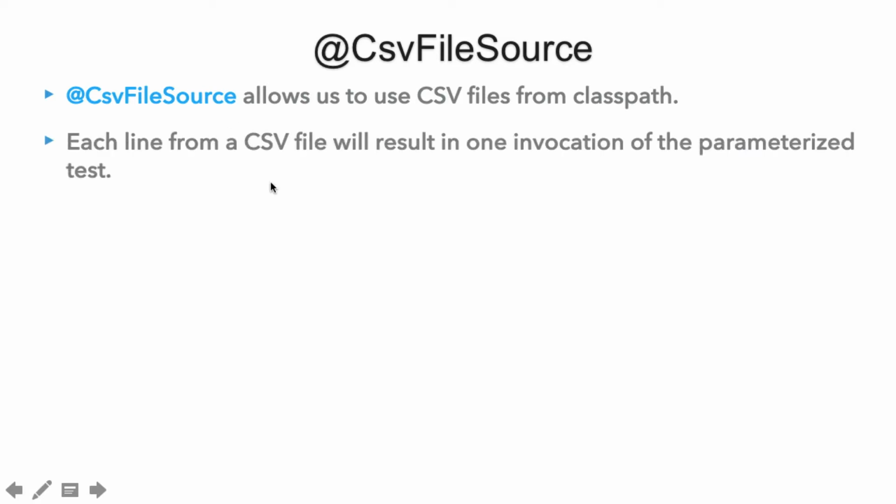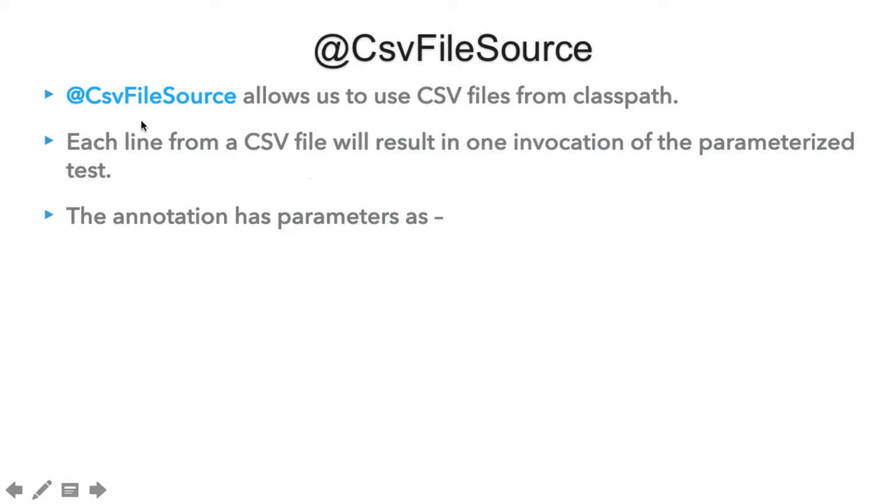And also friends, in our CSV file we provide the data line by line. So here, each line from a CSV file will result in one invocation of the parameterized test. So friends, let's say if we provide values in 10 different lines, then our parameterized test will run 10 times, executing one line as one value in the parameterized test.